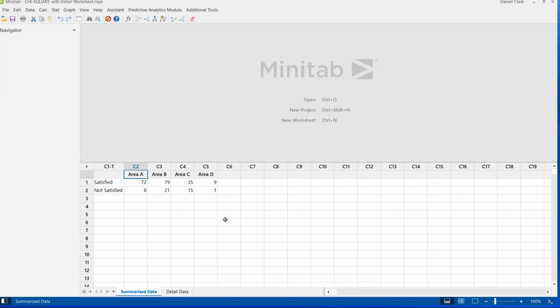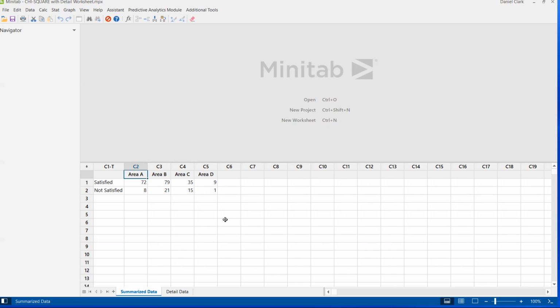So the null hypothesis for chi-squared tests would be there is no difference in the proportion, in this case, of the customer satisfied by area. The alternate hypothesis would be at least one area is different. So the null is there's no difference. The alternative is at least one of them is different.